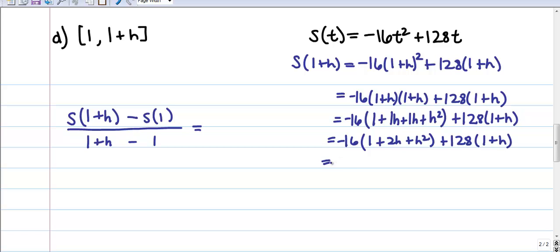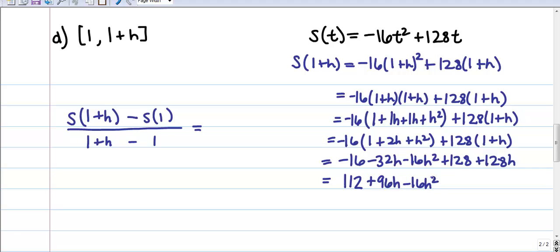And now I'm just going to apply the distributive property. So negative 16 minus 32h minus 16h squared, and then plus 128 plus 128h. Now I'm going to combine like terms. The negative 16 and the 128 make 112. And then I've got negative 32h and a positive 128h, which ends up to be 96. So plus 96h, and then minus my 16h squared. And so this result right here is equal to this.